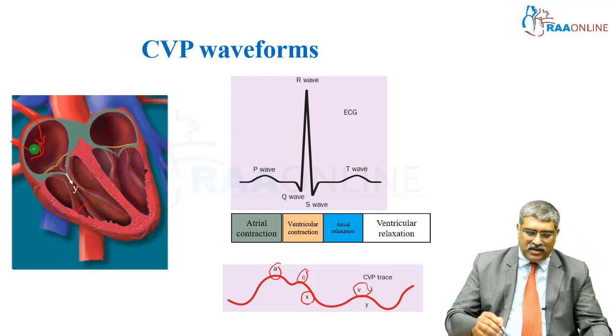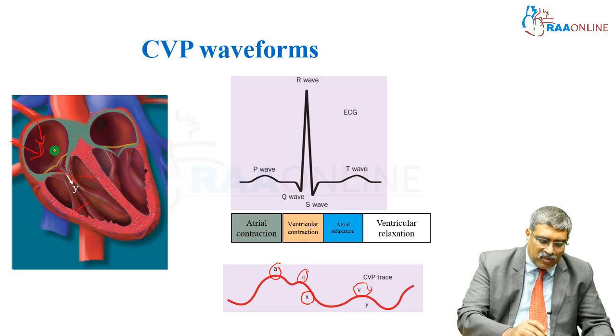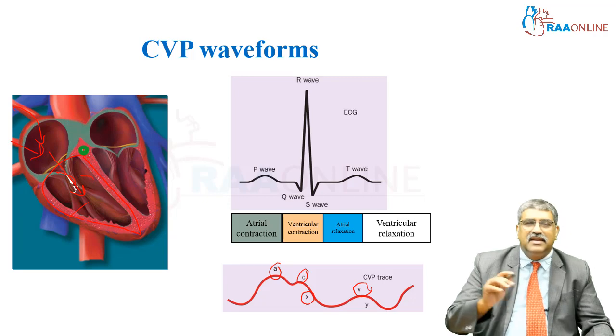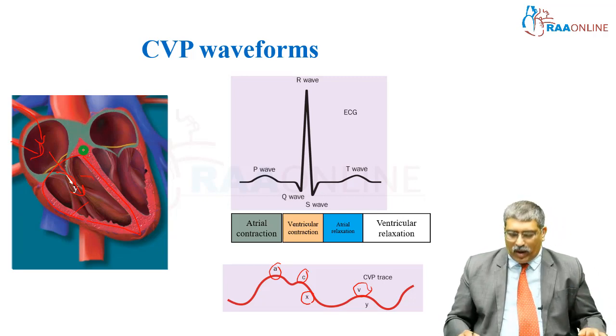And finally, the Y wave is the tricuspid valve opening and the blood from the atrium goes into the ventricle, but the ventricle is still relaxed. That is the Y descent.